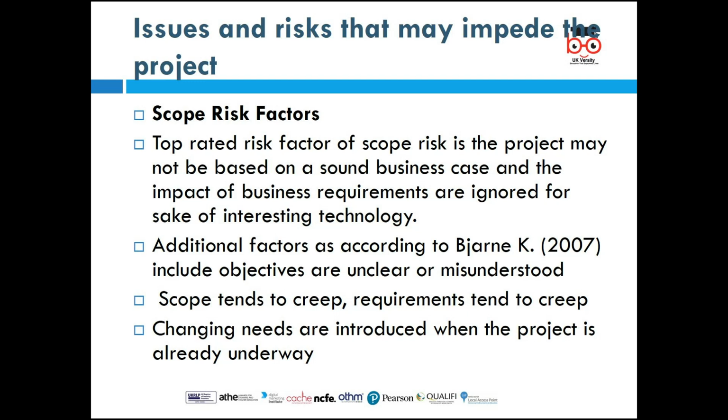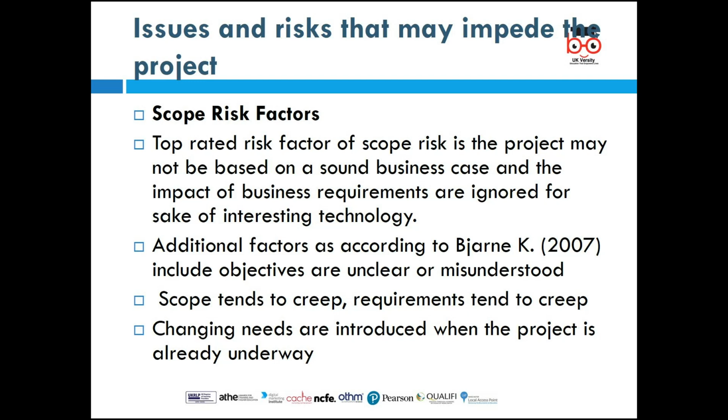Again, additional factors, according to B. John K. 2007, include objectives that are often unclear and misunderstood. Some of the scope risk factors are that sometimes the business objectives happen to be unclear or misunderstood. This poses a big risk. Before you go in for the project, you have to make sure that the objectives are very clear and everything is understood. One of the scope risk factors is also what is called creep.